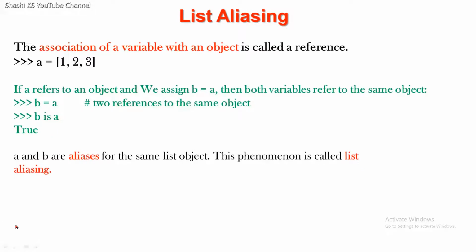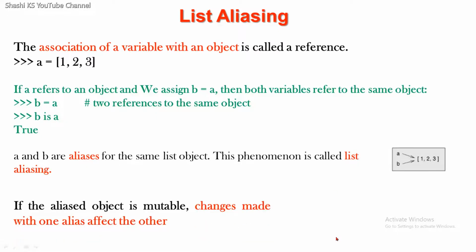So this concept is called aliasing. A and B are said to be aliases, or alternative names, for the same list object. This phenomenon is called list aliasing. Here you have 2 variables A and B, both referring to the same list object. And if that aliased object is mutable, whatever changes you make with one alias will affect the other also. Here in our case, list is a mutable object, so if you make a change in A, it will be reflected in the reference B also.